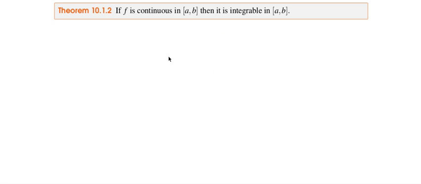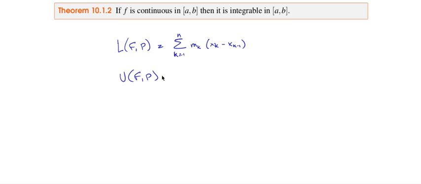The idea is, of course, that given a partition, the lower sum is going to be the sum from k equals 1 to n of the minimum m_k times (x_k minus x_(k-1)), and the upper sum is the sum from k equals 1 to n of the maximum M_k times (x_k minus x_(k-1)).